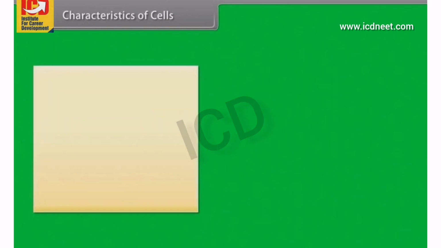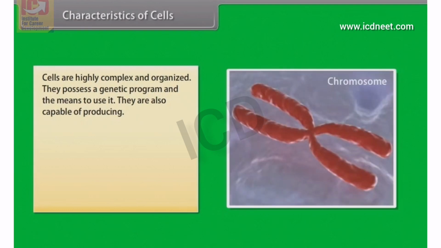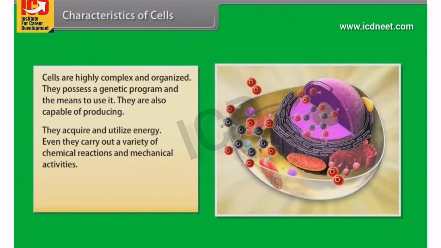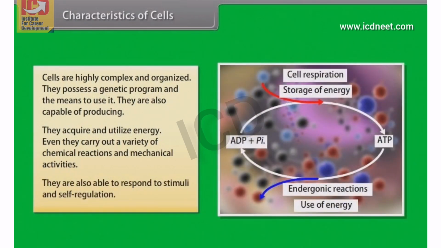Characteristics of cells. Cells are highly complex and organized. They possess a genetic program and the means to use it. They are also capable of reproducing. They acquire and utilize energy. They even carry out a variety of chemical reactions and mechanical activities. They are also able to respond to stimuli and self-regulation.